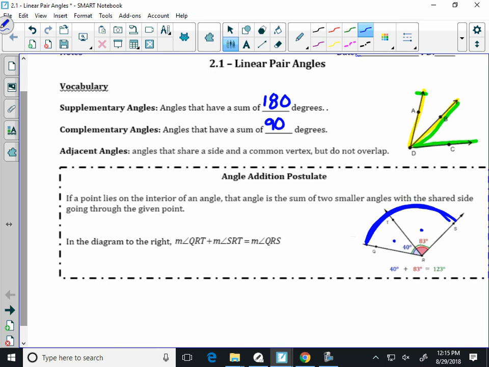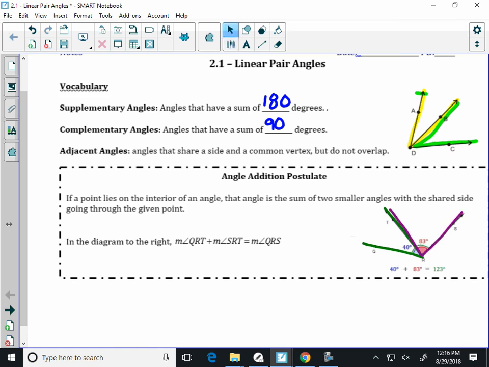What does that mean? You have 2 little angles making a big angle. You just add those measurements together, and it will give you the measurement of the big angle. So we could say in this diagram that this angle right here, QRT, plus this adjacent angle, SRT, is equal to the measurement of the entire angle, QRS, because that's what they make up. That's all the angle addition postulate is.